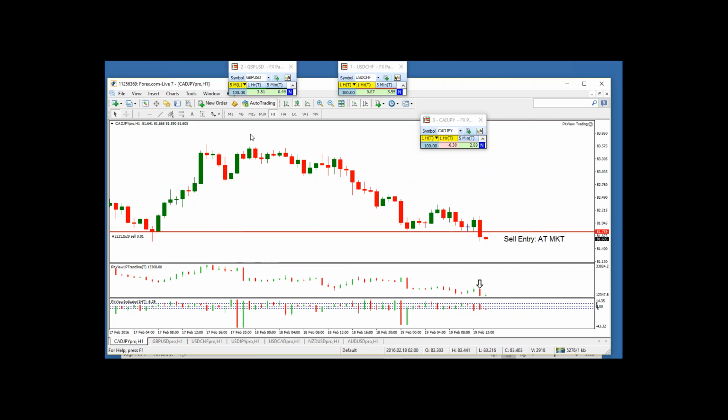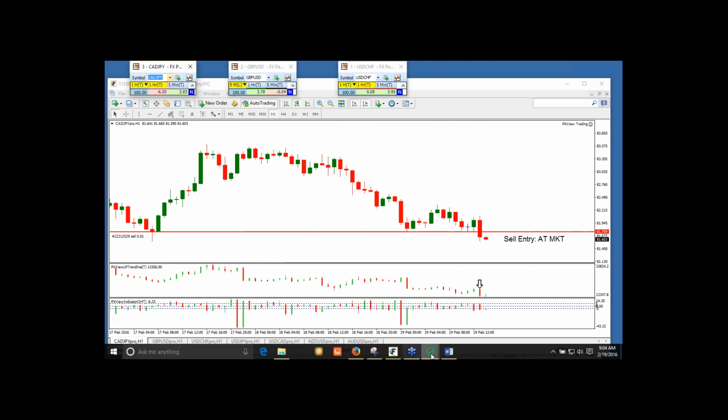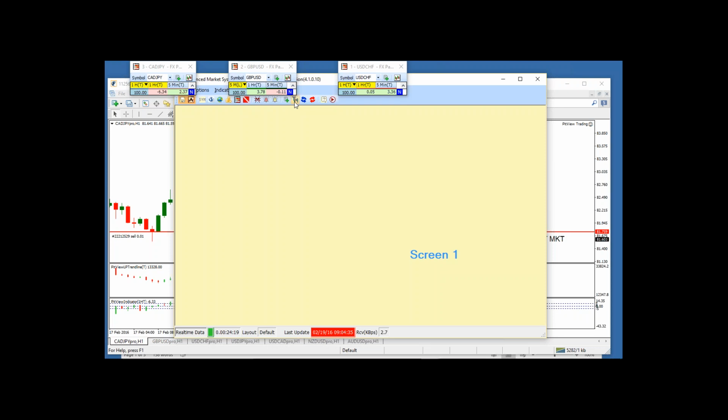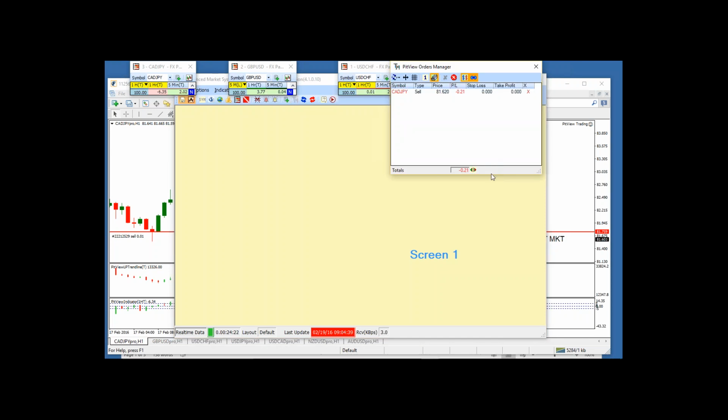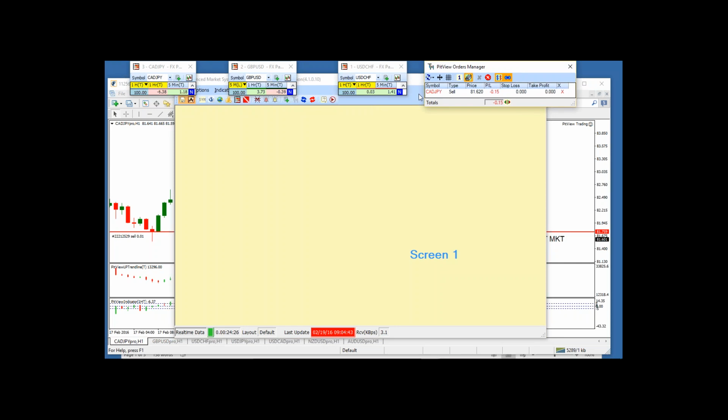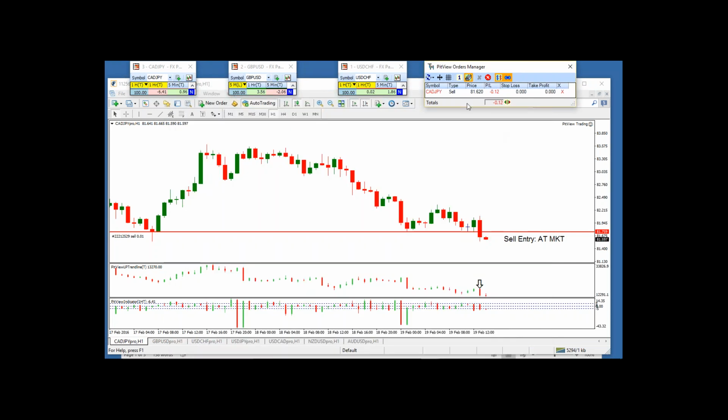The stop here, I'm going to put my stop, and let me pull up the trade manager here to see where my entry price actually was. So we're at 81.620. I'm going to go ahead and put my stop 50 pips away. That'll put us right above the swing high, 82.120.